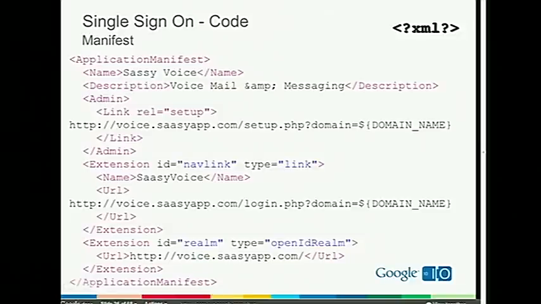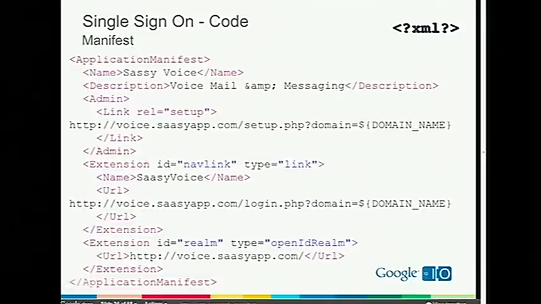One last bit of information that we need to provide is information in the manifest that describes how people access our application. And there are three things I want to point out in this part of the manifest. The first is the URL that we saw during the setup process. And here you can also see the template mechanism that I mentioned earlier that allows you to get the domain name that the user is coming from after they've installed. The two extensions, one is actually to place a navigation element in Google Apps.